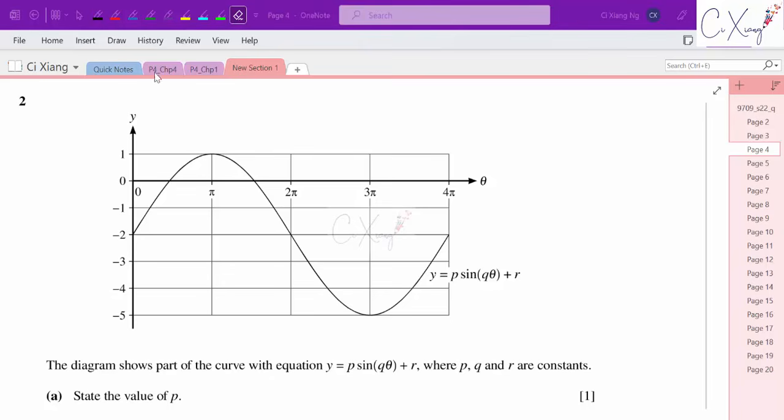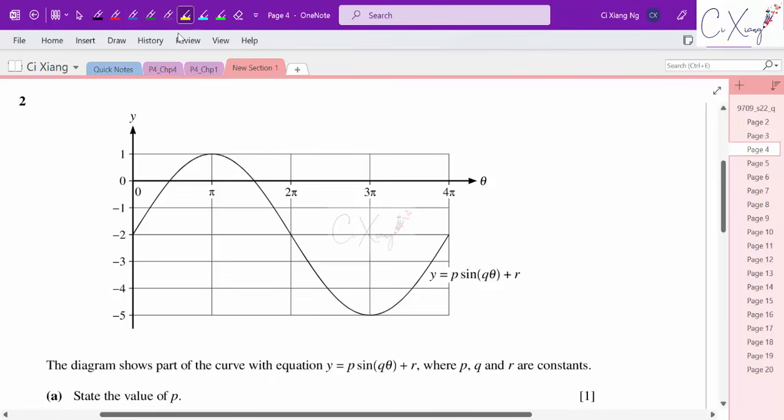Okay, so we come to question number 2. They give us a diagram, and it is part of the graph y equals p sine q theta plus r, and p, q, r are constants. First question, they want us to state the value for p.